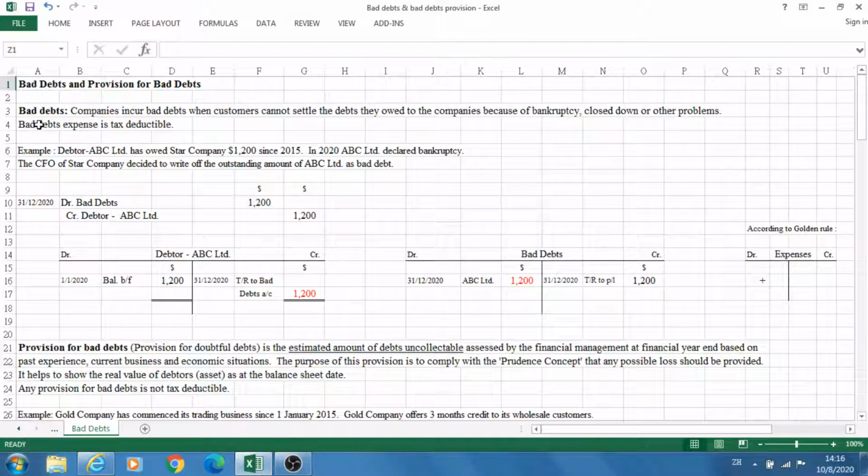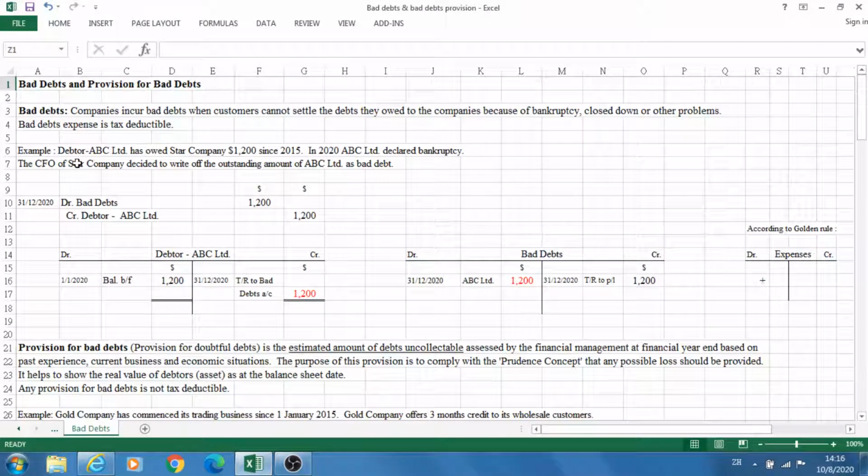What is bad debts expense? Companies incur bad debts when customers cannot settle the debts they owe to the companies because of bankruptcy, closed down, or other problems. Bad debt expense is tax deductible.